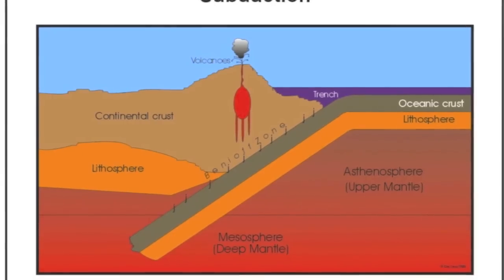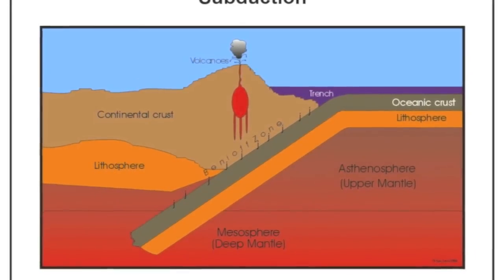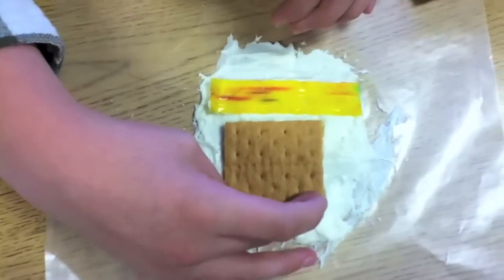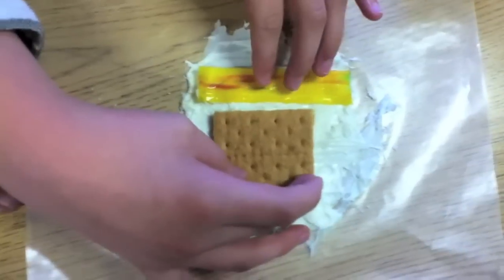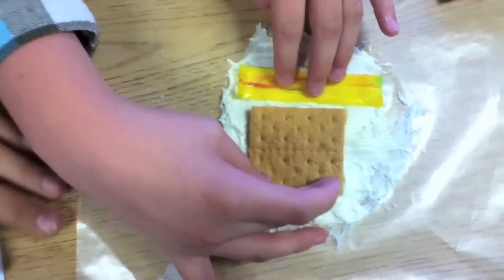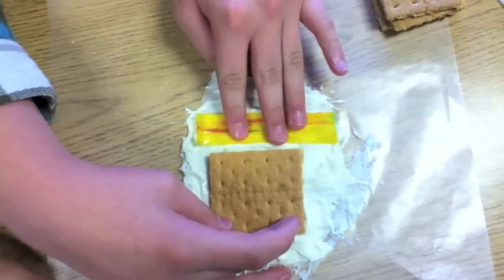We saved the best for last, the convergent plate boundaries. In this model, I will show you what happens when continental crust collides with oceanic crust. The graham crackers will be the continental crust, and the fruit roll-ups will be the oceanic crust. In real life, subduction would occur because the oceanic crust would sink beneath the continental crust. Let's watch and see what happens.